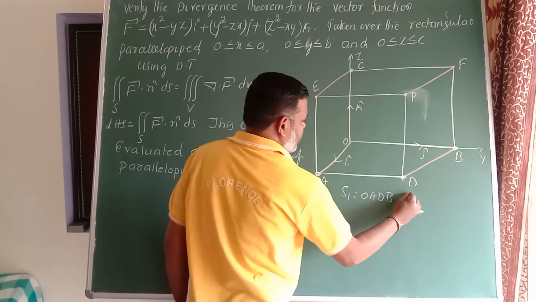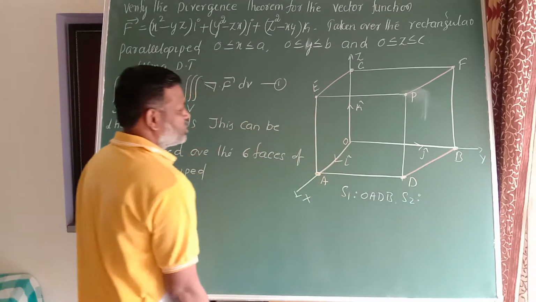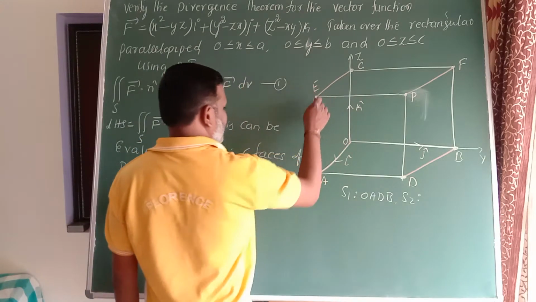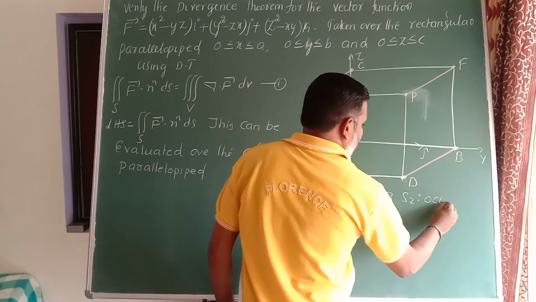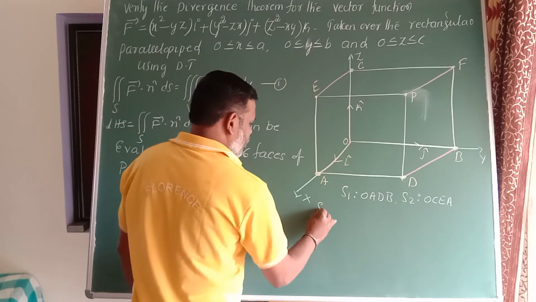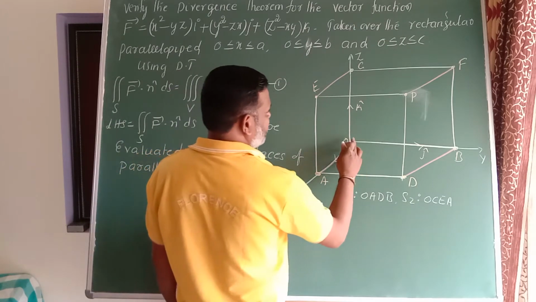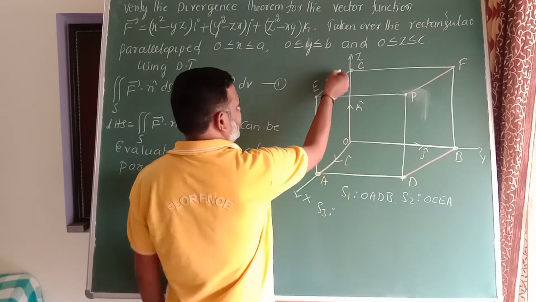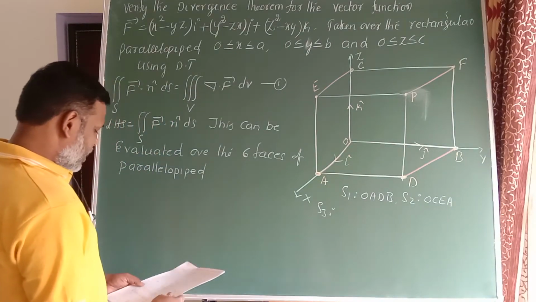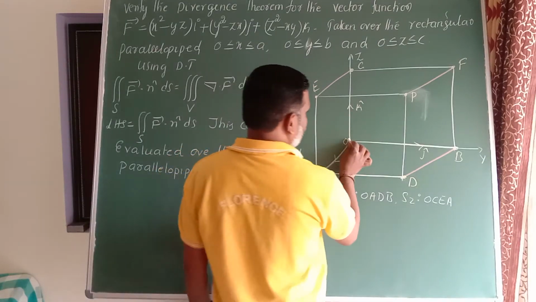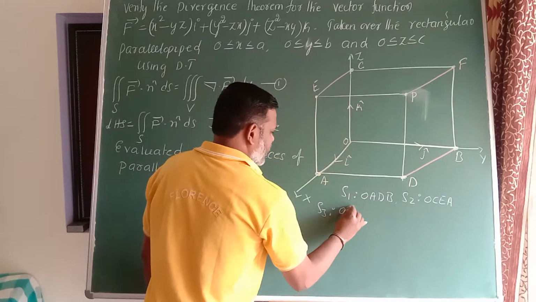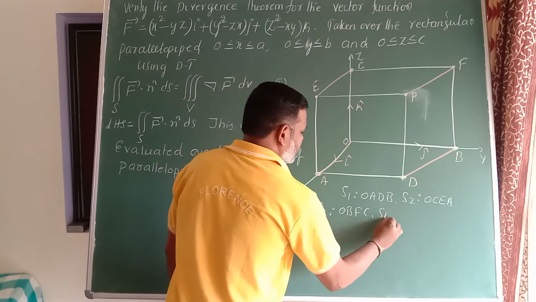OADB. S2 I am going to write here. What is S2? OACE, or OCEA. S3 I am going to write. What is S3 here? The third face S3 can be taken as OBFC, this entire face. And S4 I am going to take.